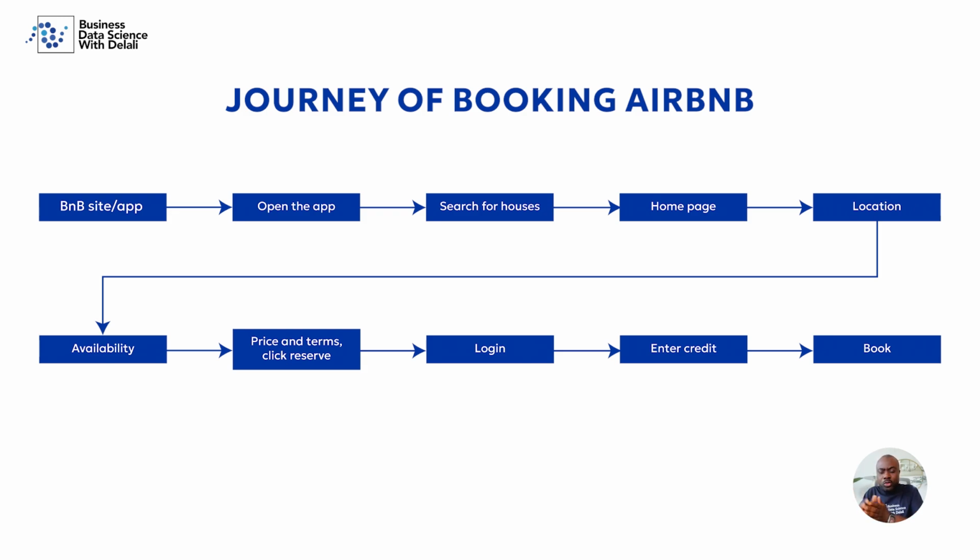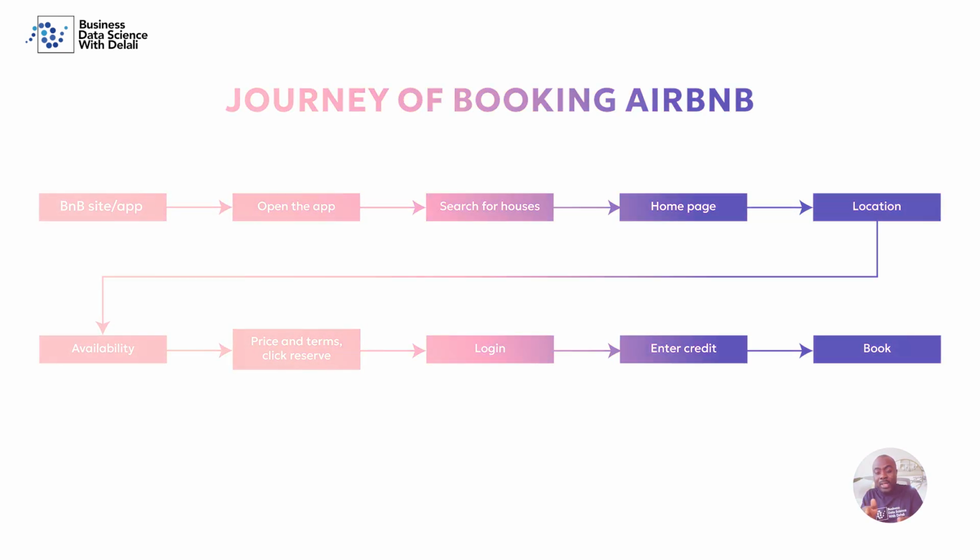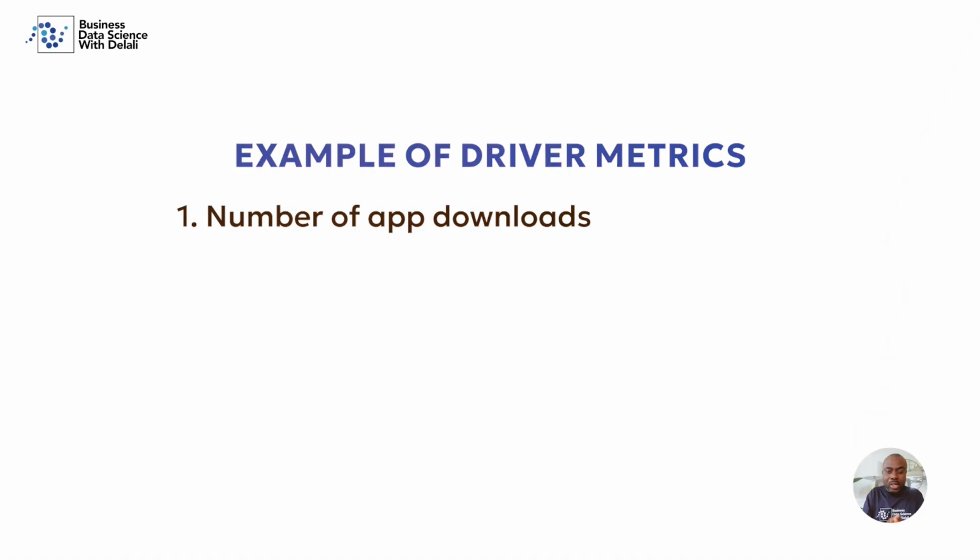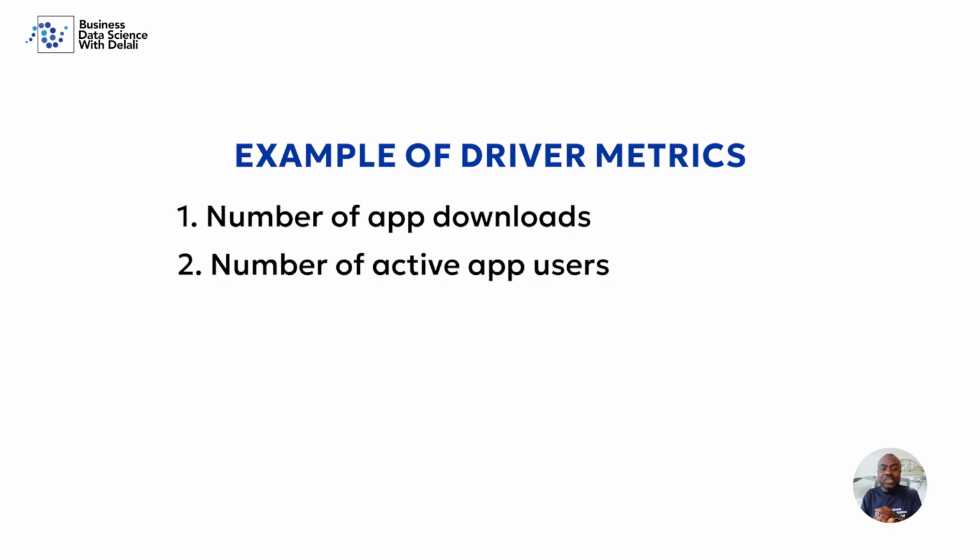So now you have to think about driver metrics. What are some of the metrics that will lead to the goal or the outcome metric? Even in the simple Airbnb journey that I just stated, I can come up with many metrics that you will call driver metrics. For example, number of app downloads is one, because you first need to get the Airbnb app, or number of website visits for Airbnb. You have to do that. Number two is active users.